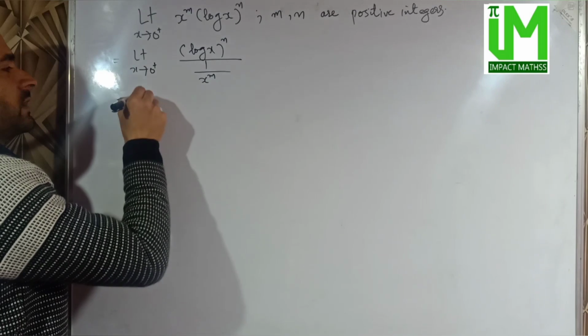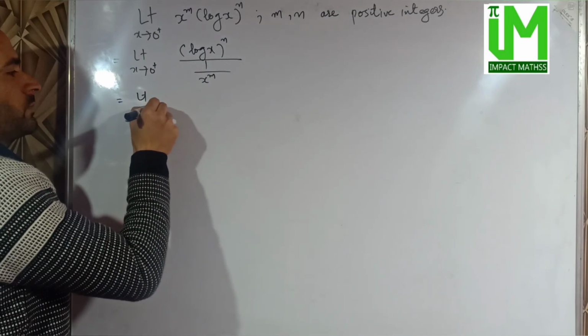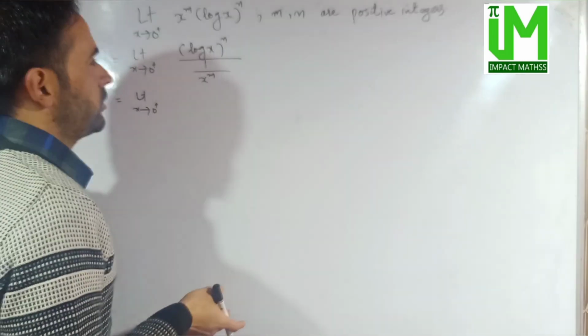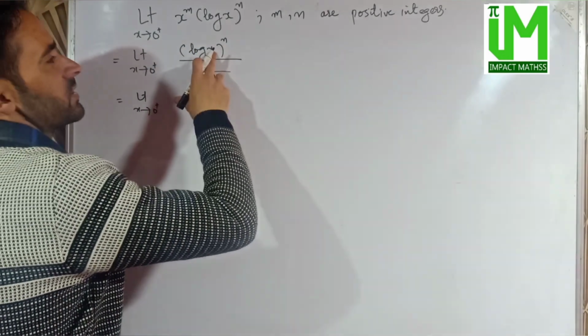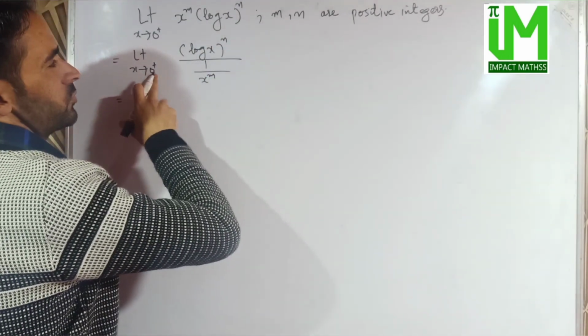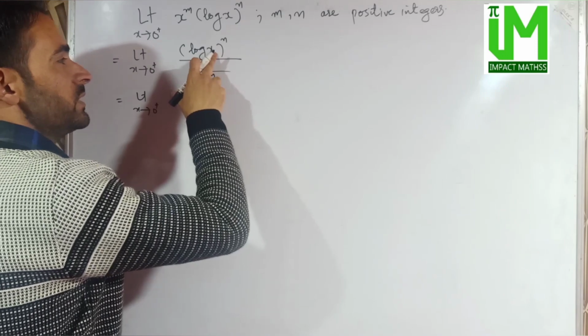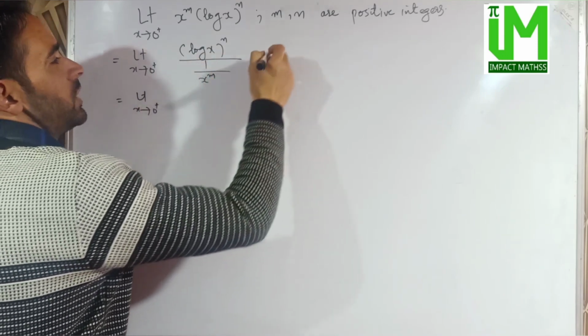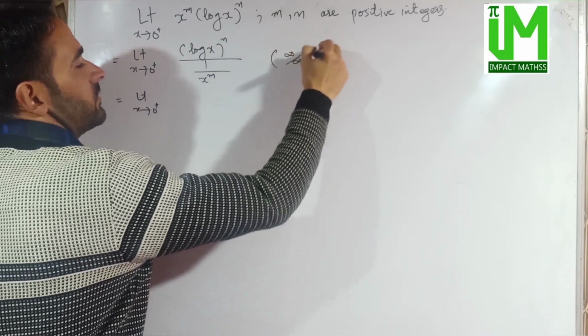Which will be again limit x approaches to 0. पहले हम चेक करते हैं कि कौन सी indeterminate form है ये. So log of x raised to power n when x approaches to 0. So this will be log 0, which will be infinity, 1 divided by 0. So it will be infinity by infinity form.